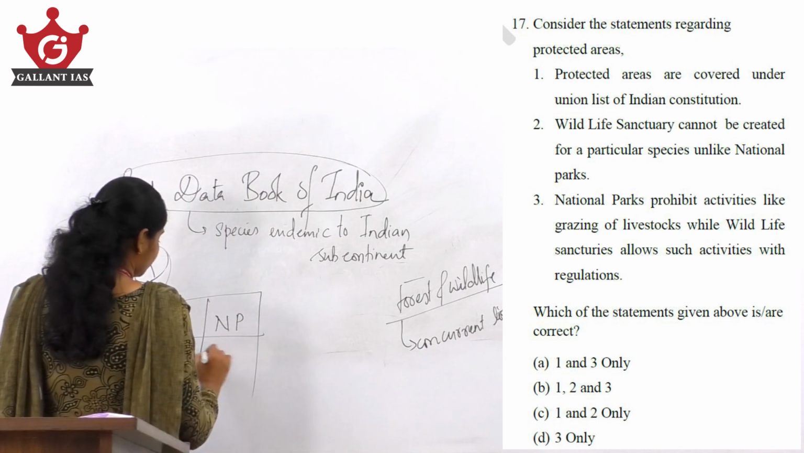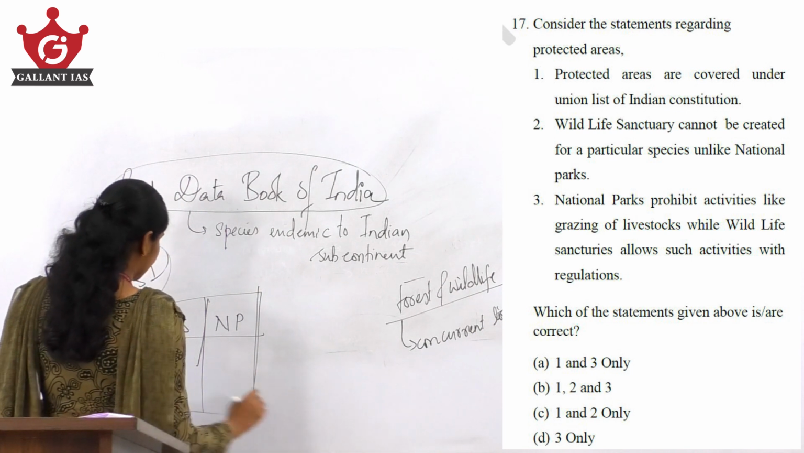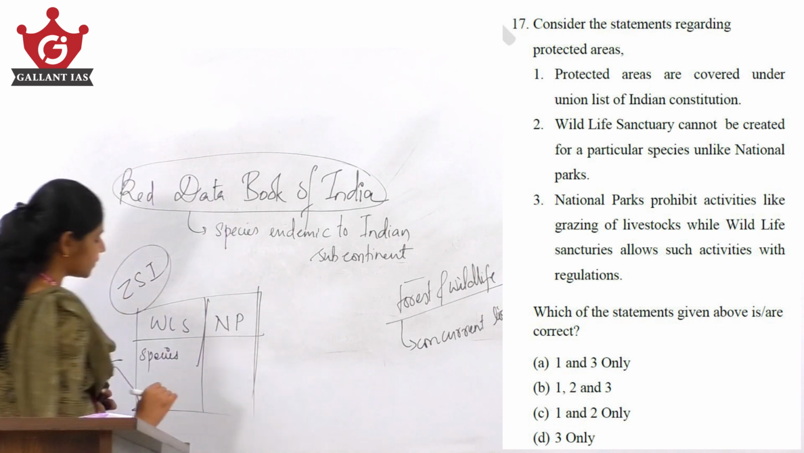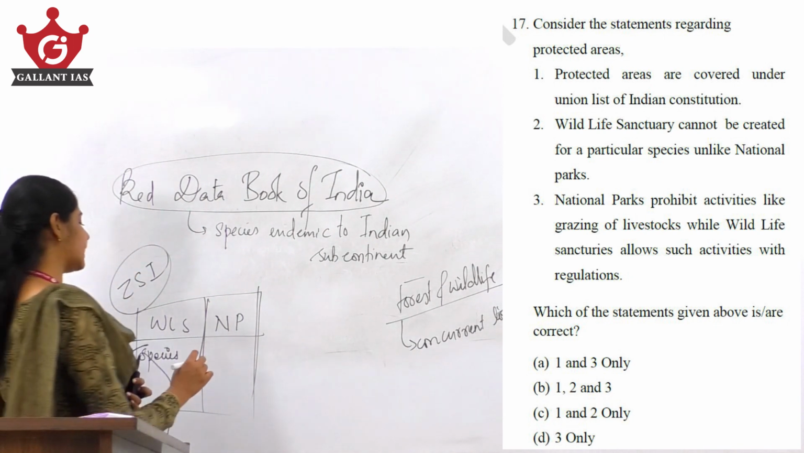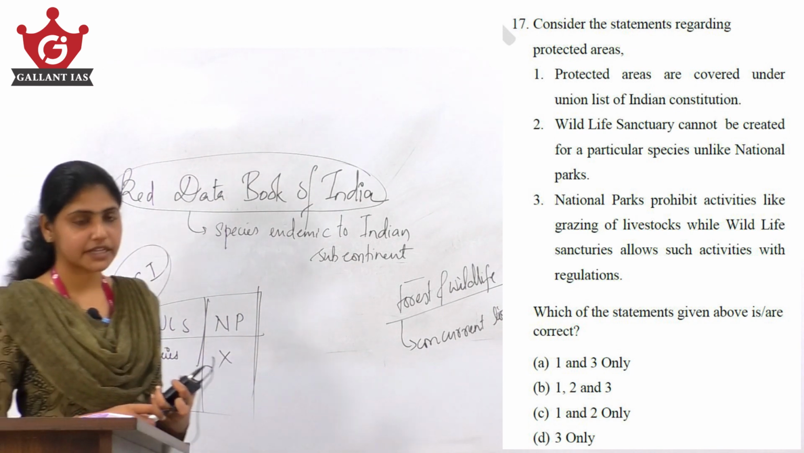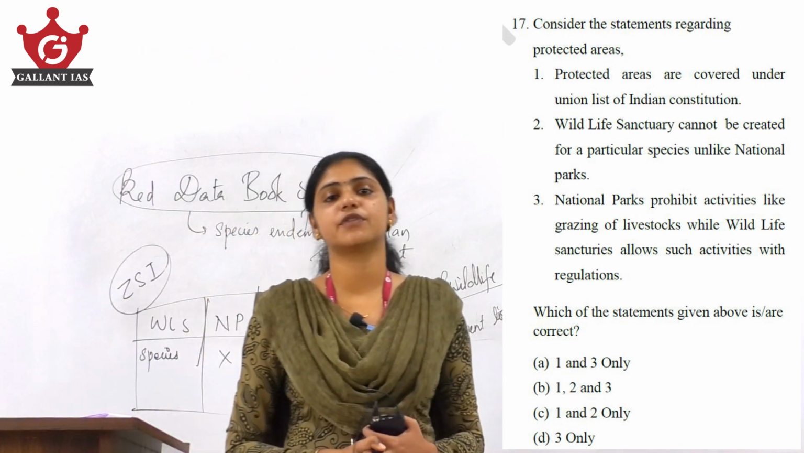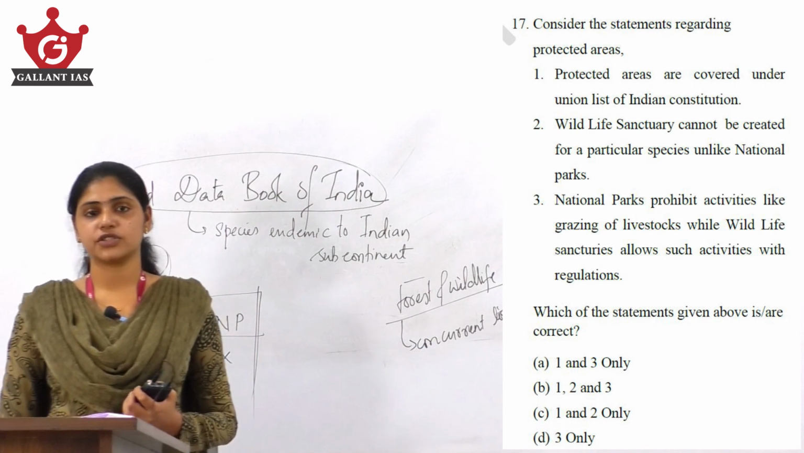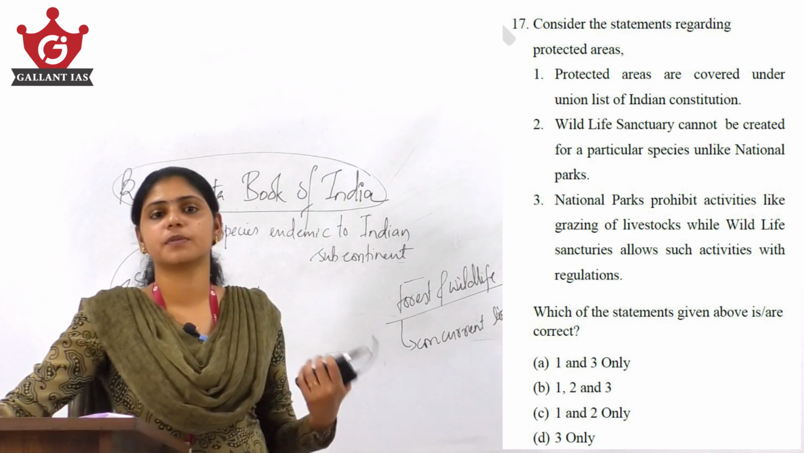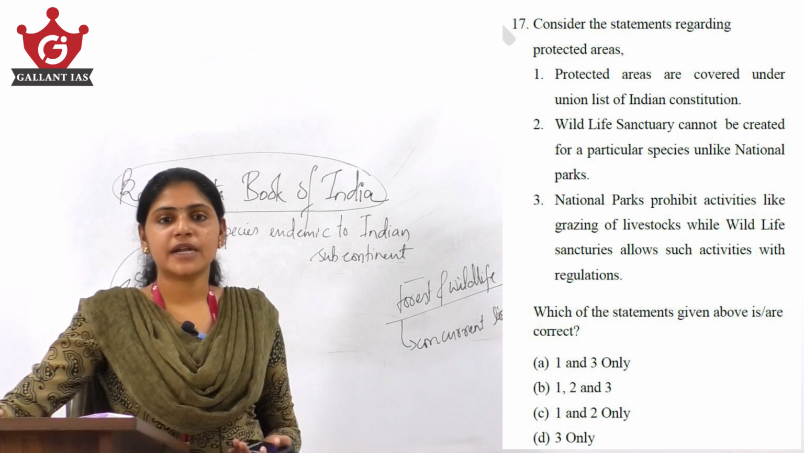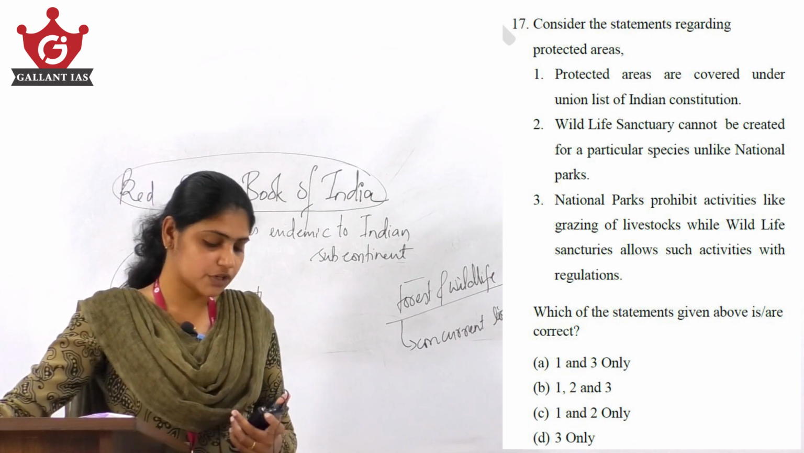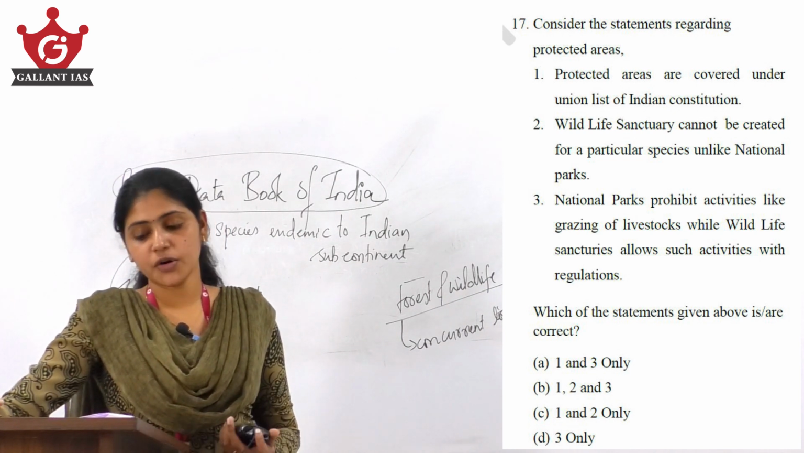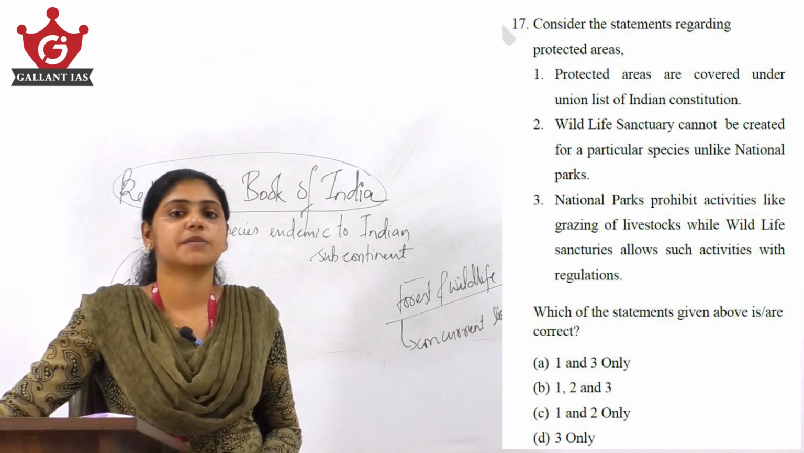In wildlife sanctuaries, yes, they can be created for the conservation of a particular species, unlike national parks. In national parks it is not the case, but wildlife sanctuaries can be set up for the conservation of a specific species. For example, the grizzled squirrel sanctuary, and we had the Bharatpur bird sanctuary, right. In such a manner wildlife sanctuaries can be set up for some specific species unlike national parks. So the second statement says they cannot be created for a particular species, which means it is wrong.